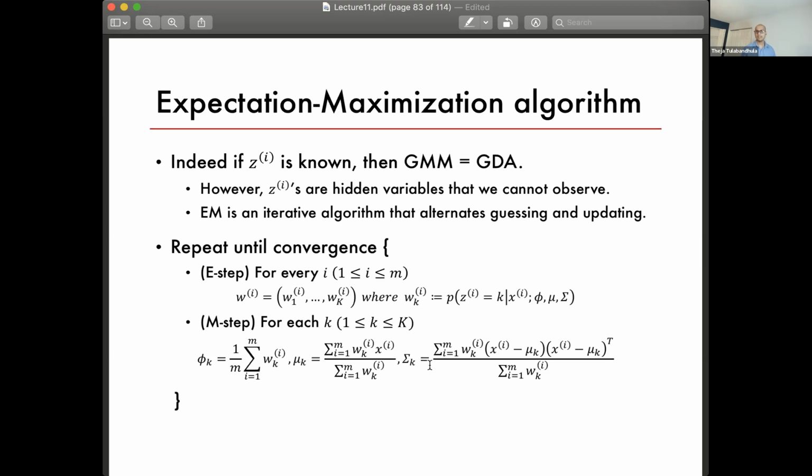Similarly, sigma k is again a weighted average of the empirical covariance estimates. And phi k is just the proportion of each cluster component, the sum for each kth component, showing how prevalent it is. So, any questions about this E and M step for the Gaussian mixture model?